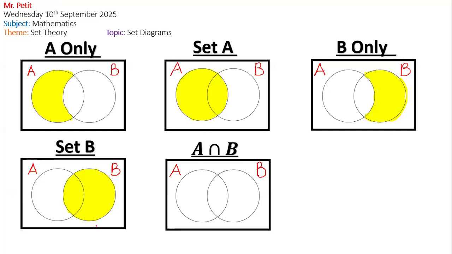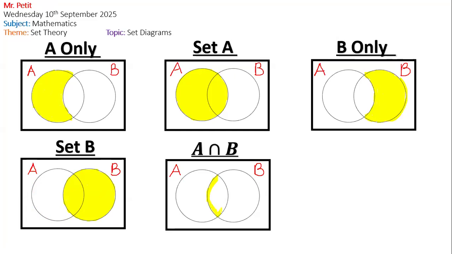The middle. Say it again. Only the part that the two share. The middle. Very good. The middle region. So A intersect B is going to be the middle. That's what A intersect B is going to be, the middle part. So what does that mean? That means that we're going to shade what? The middle part. Only the middle portion.